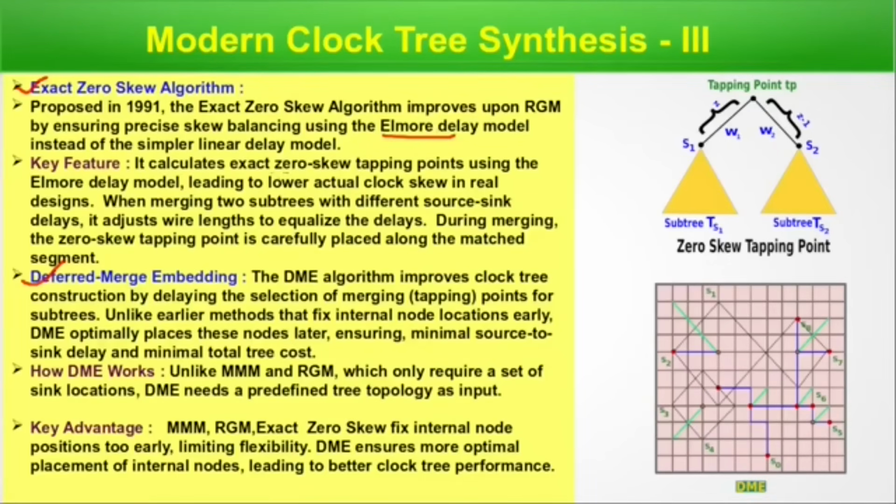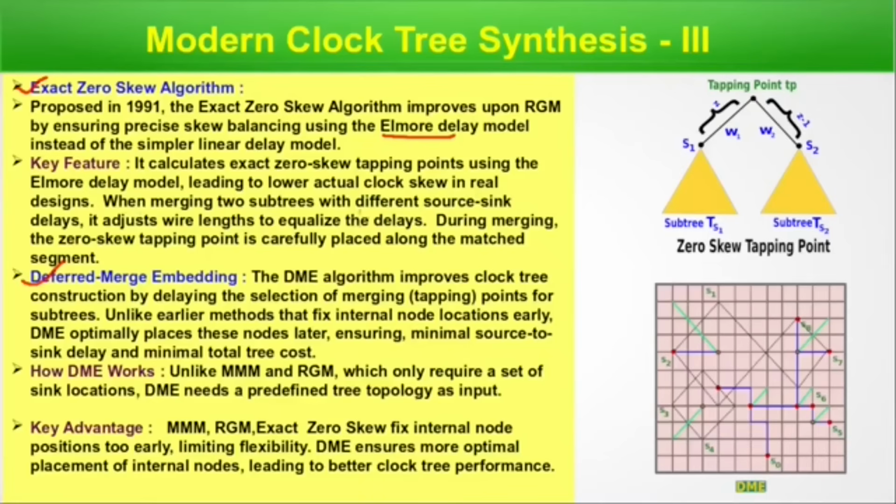Key feature: it calculates the exact zero skew tapping point using the Elmore delay model, leading to lower actual clock skew in real designs. When merging two subtrees with different sourcing delays, it adjusts wire length to equalize the delays. During merging, the zero skew tapping point is carefully placed along the matched segment. It equalizes the delay by adjusting the wire lengths.